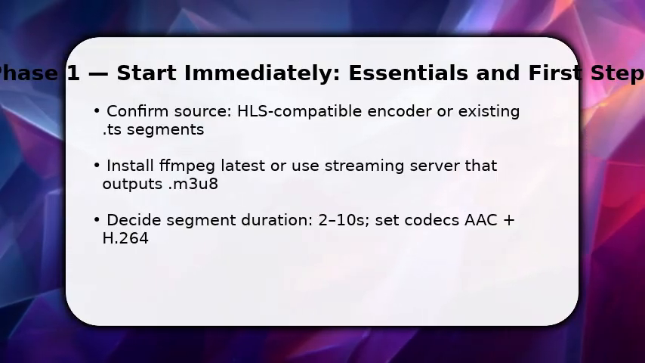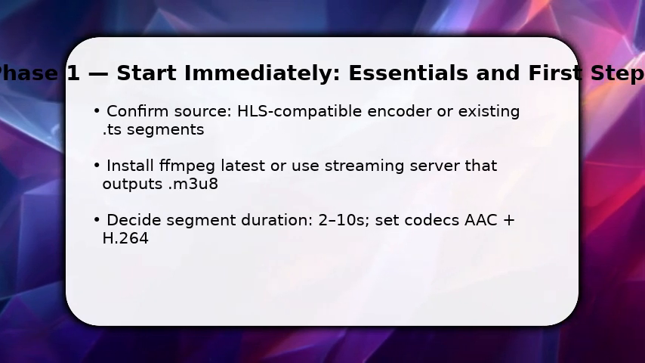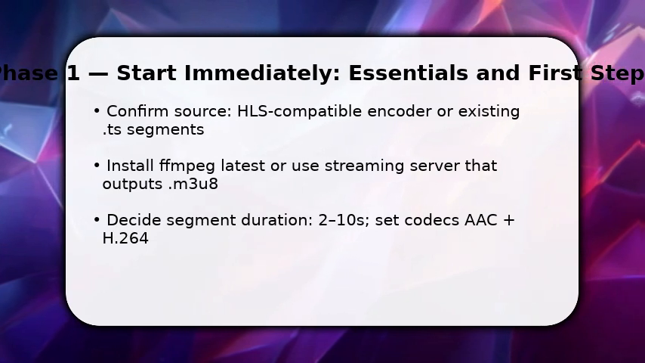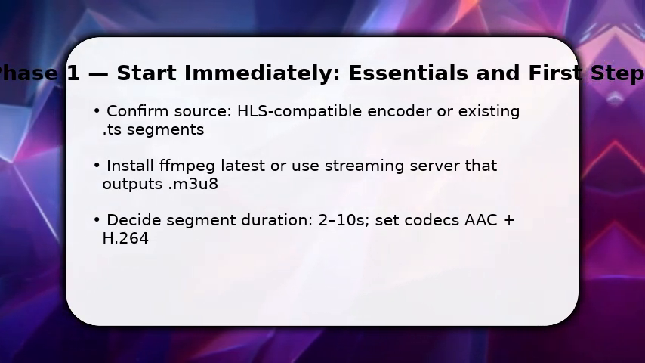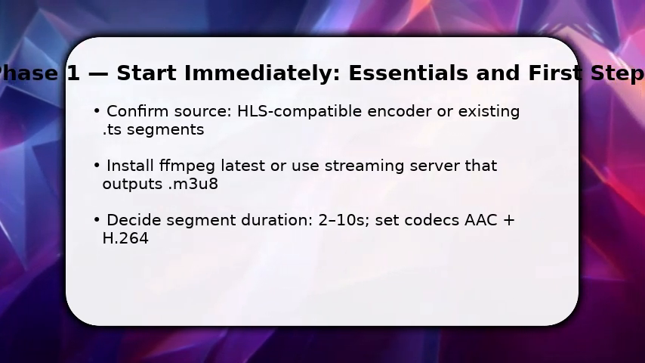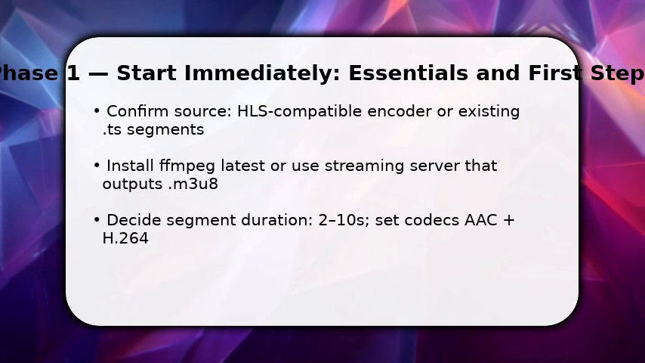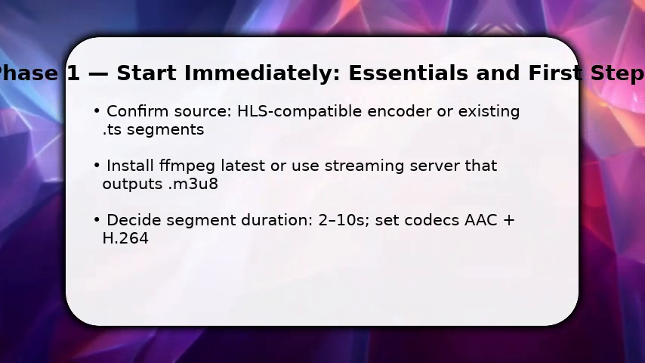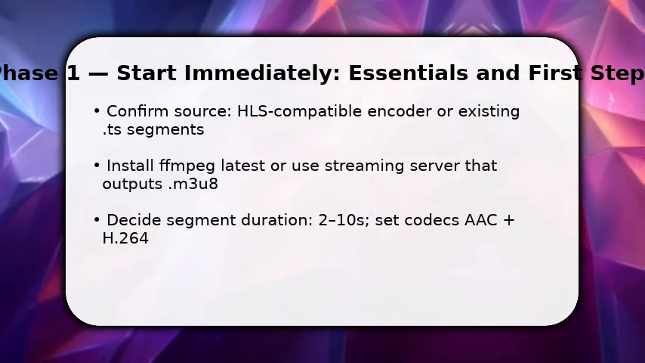You have the source and tools. Start by verifying your encoder outputs HLS-friendly streams because compatibility avoids re-encoding later. Point FFmpeg or your streaming server at the input, set codec to H.264 and AAC for broad browser support, and choose segment duration 2 to 10 seconds to balance latency versus overhead.